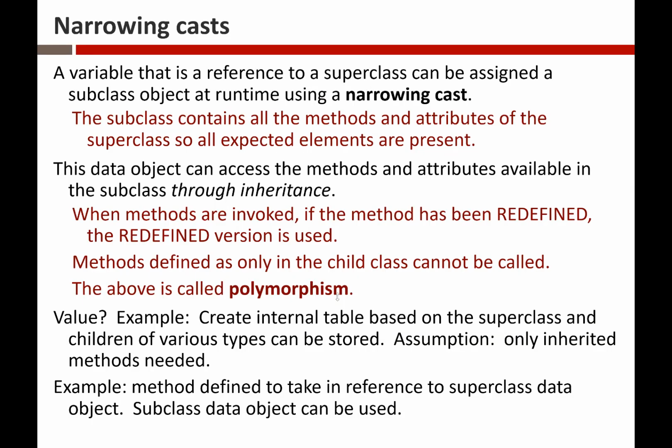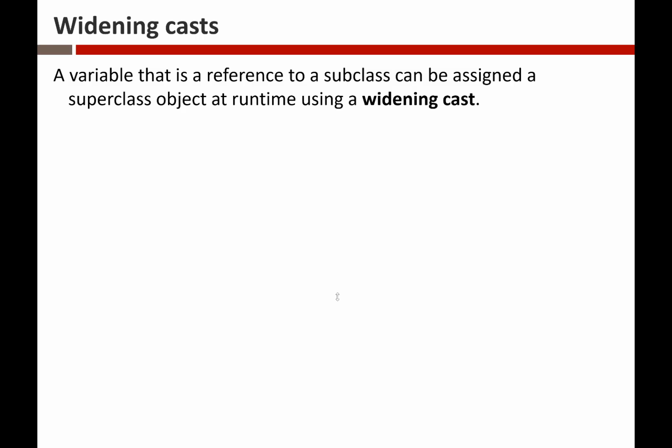So that's what the next slide actually talks about. How could I handle this? Well, what we just talked about was called a narrowing cast. The other direction would be called a widening cast. A variable that is a reference to a subclass can be assigned a superclass object at runtime with a widening cast. All right, so let's go back to this over here on the right. A variable that is a reference to a subclass. So which of these guys over here is a reference to a subclass?